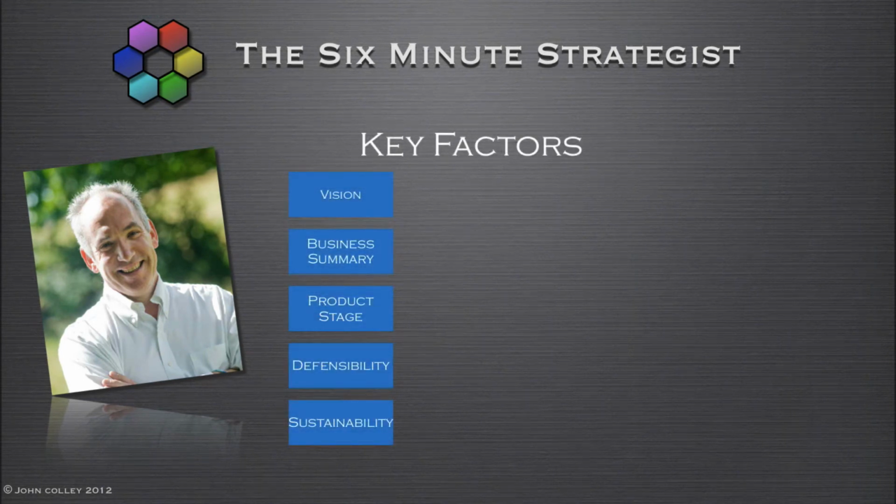There are a whole string of key factors which overlay all this at a second level, and I've been talking about them through the course, but let's just remind ourselves of what some of these are. You need to explain your vision. You need to have a clear and concise business summary. You need to be very clear and understanding at what stage your product or solution has got to. You need to be able to explain the defensibility and the sustainability of your product or solution.